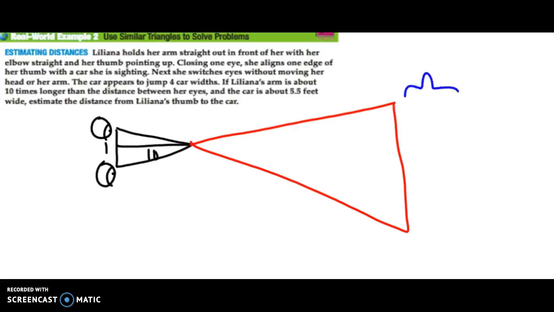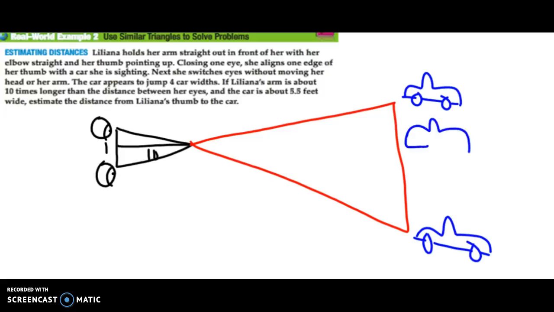Then, it says over here, we have our cars. Here's my little car right here. Okay? And then here's another little car right here. Okay? And it says it jumps essentially 4 car widths, right? So that means that there's a total of like 4 of these. Actually, it'd be about 5 people on it. So it's jumping 4 car lengths.